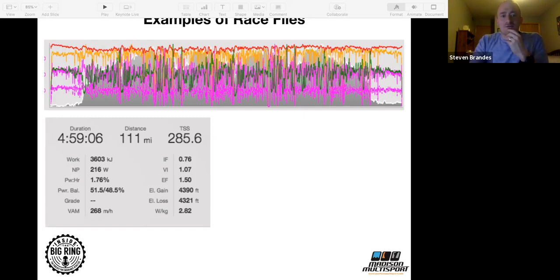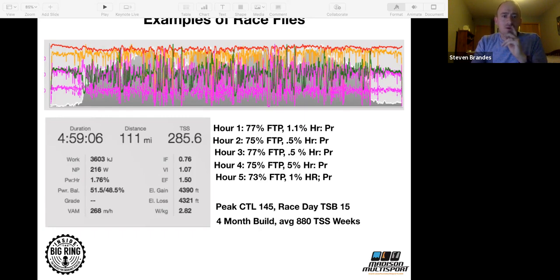Now look at the graph, right? Heart rate on the top, red, power, everything else. So let's break it down a little bit. The first hour, 77% of FTP, aerobic decoupling, 1.1%. Friggin' sweet. Hour 2, 75%, 0.5. Hour 3, 77, a little bit hillier at that point, 0.5. Hour 4, 5%. Hour 5, 1%.